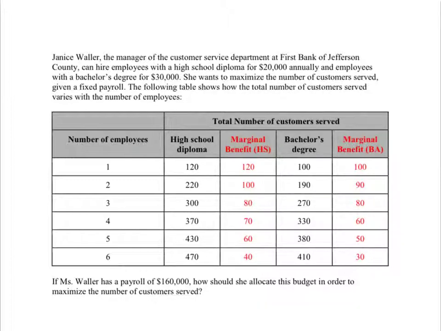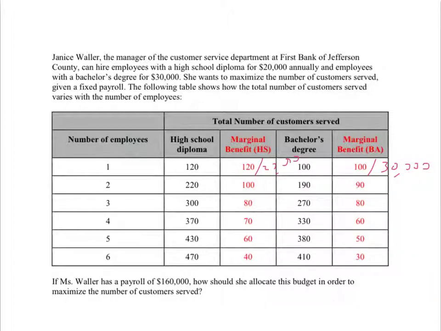So I'm going to begin with the high school diploma employees and take each marginal benefit and divide by their salary, what we would have to pay that individual. So high school diploma employees are paid $20,000 a year. I'm sorry for that mess there, but it's $20,000. And for the bachelor's degree, we would divide their marginal benefit by their $30,000 salary. That looks a little bit better.